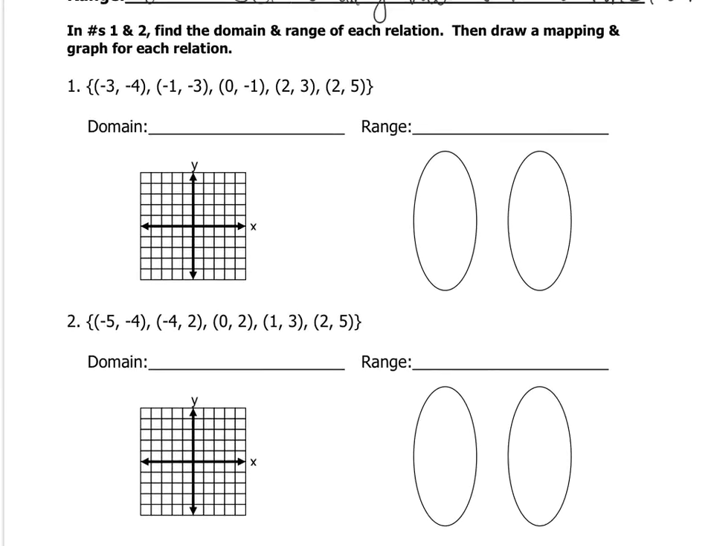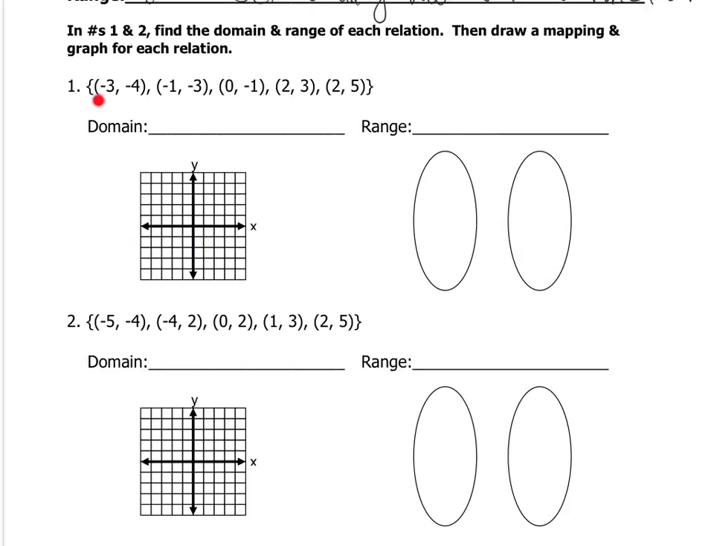For numbers 1 and 2, we're going to find the domain and range of the relation and put them in both list form here and then in our little Easter egg circles here. We're going to draw a mapping connecting these together and showing the relationship. And finally, we're going to graph.